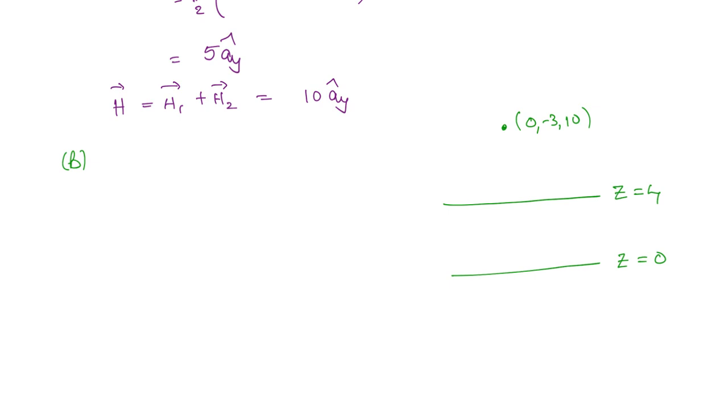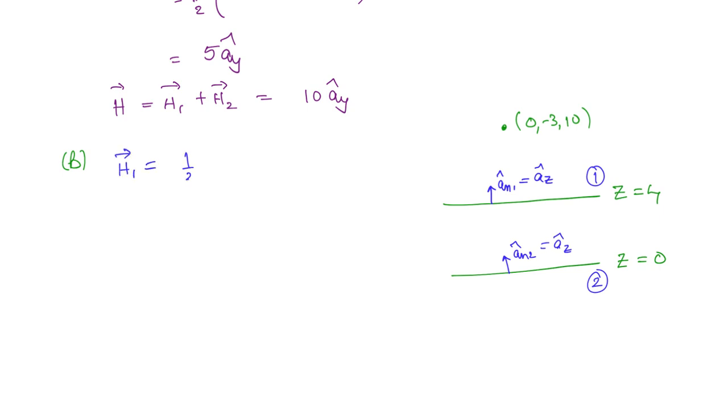If this is the first plane and this is the second plane, then this is the normal vector a n1 cap, and this is the normal vector to the second plane, because for both of these planes the point is now above. So both of them will be equal to az cap plus az cap. So what is H1 bar?